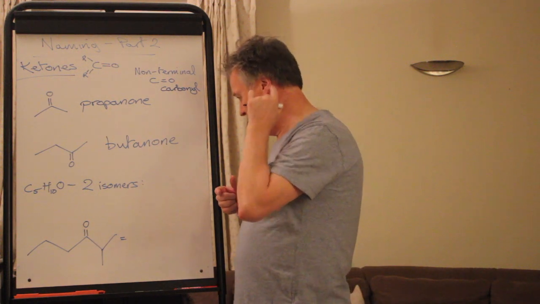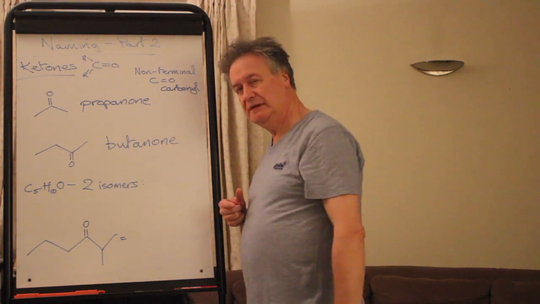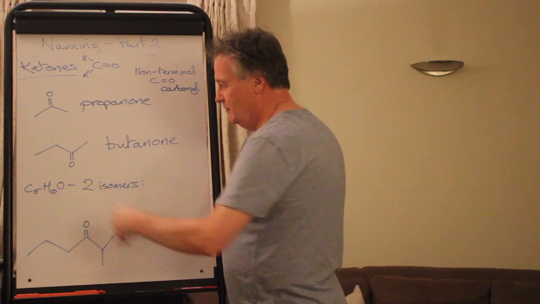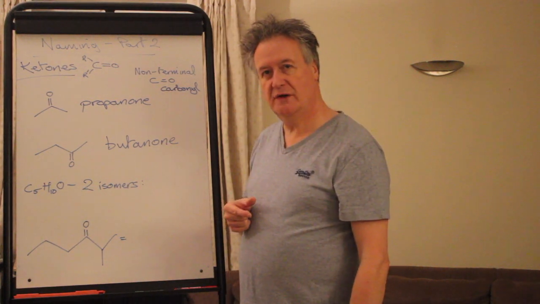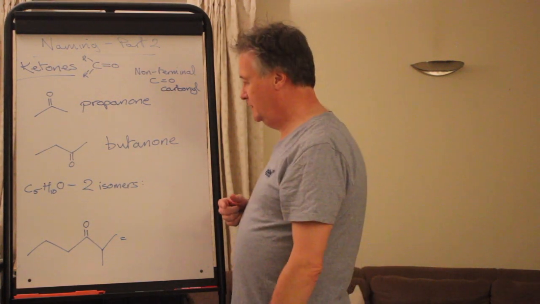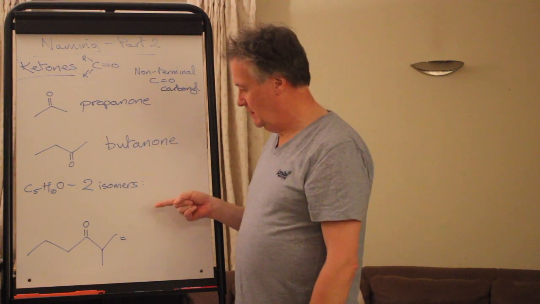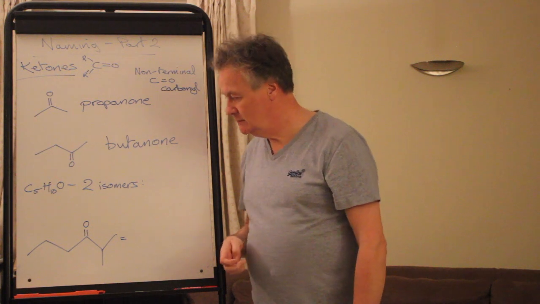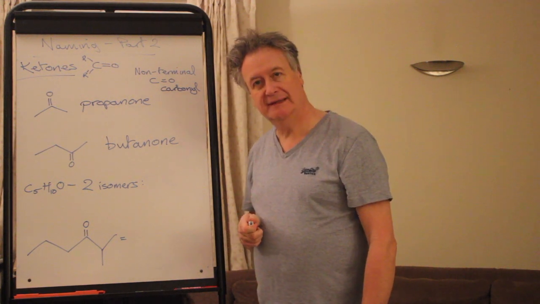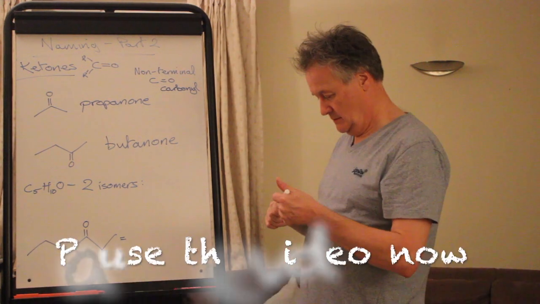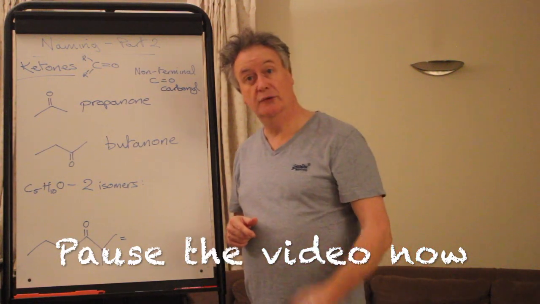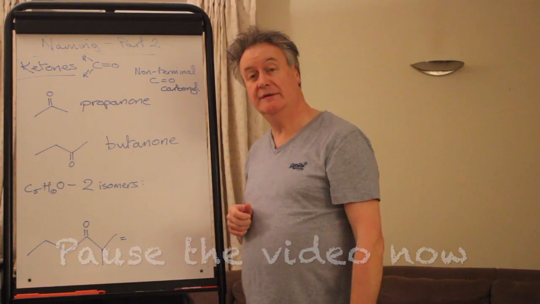So, time for you to have a go. There's two things here. There are two isomers of the next one, which is 5 carbons but still a ketone. Draw them out, give them a name. And then have a go at the name of that down there. I'll see you after you've had a go. Pause the video and have a go. See you in a moment.